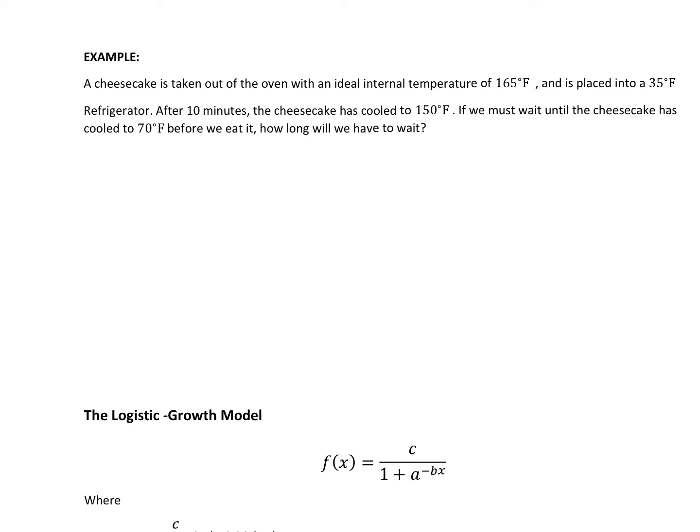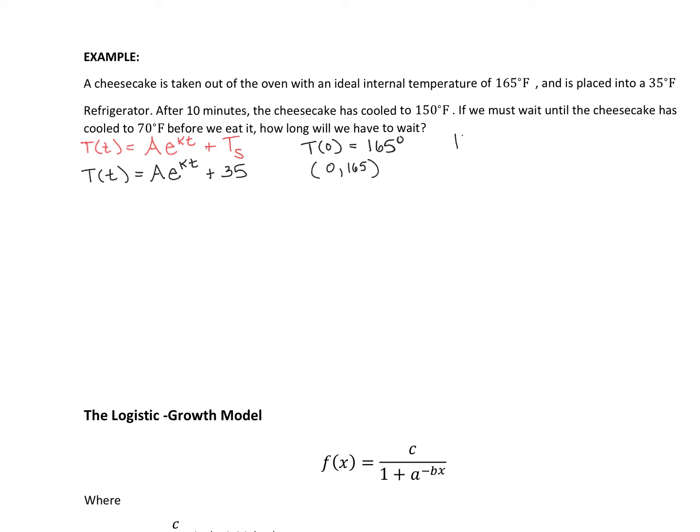So we're going to start with the model, Newton's law of cooling: T(t) = A e^(kt) + T_s. In this particular case, our T_s is going to be 35, because that is the temperature of the refrigerator. We have some other information. We know that T(0), when we first take it out of the oven, is 165 degrees. So we're going to use the ordered pair (0, 165) and plug it into our model to find A.